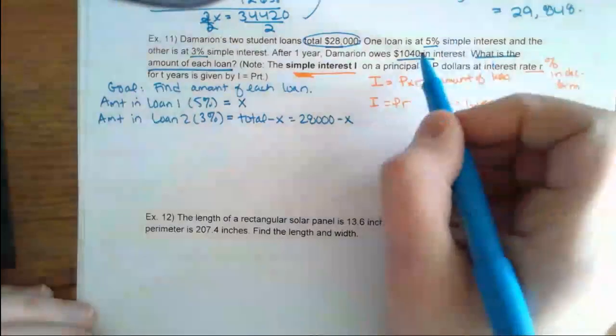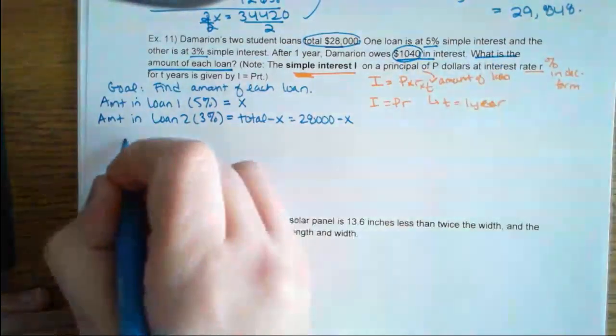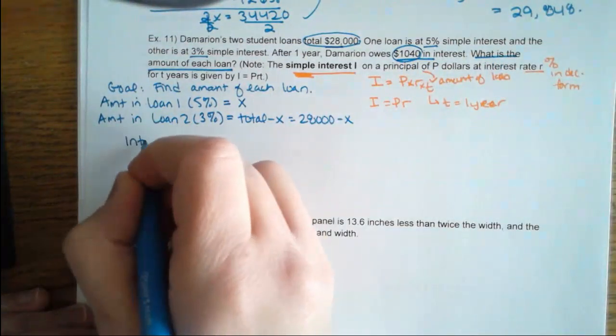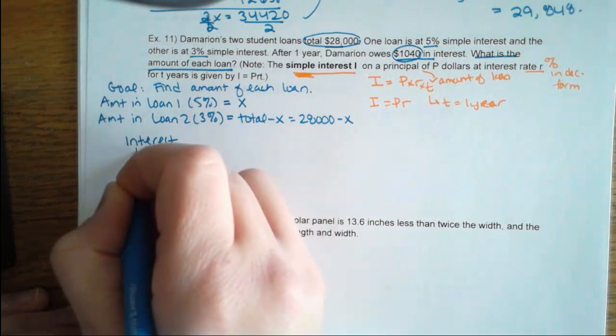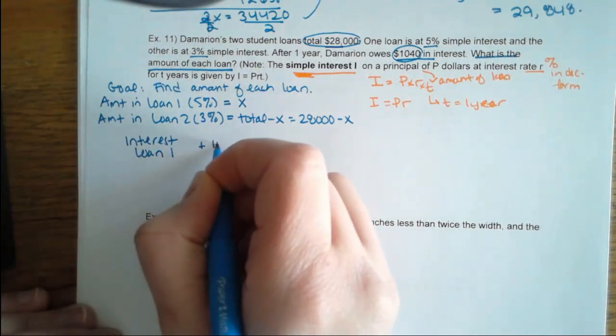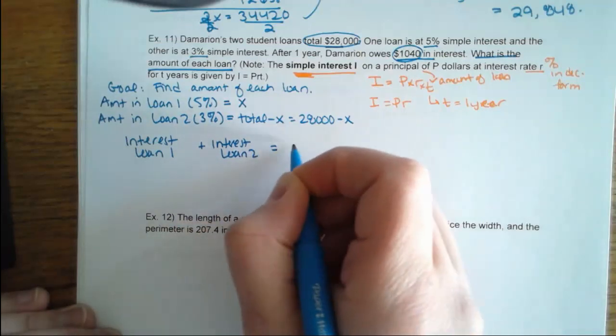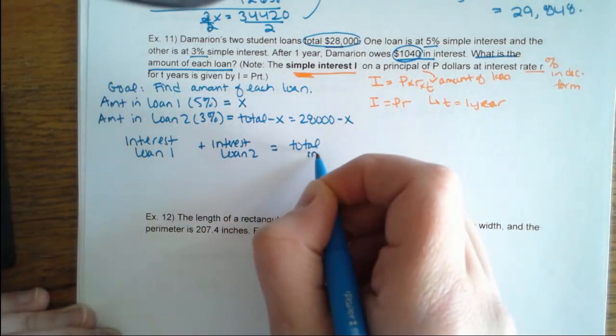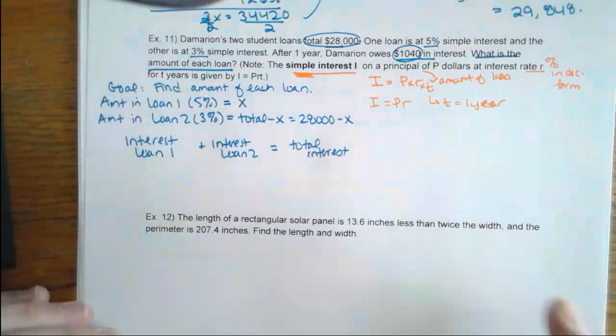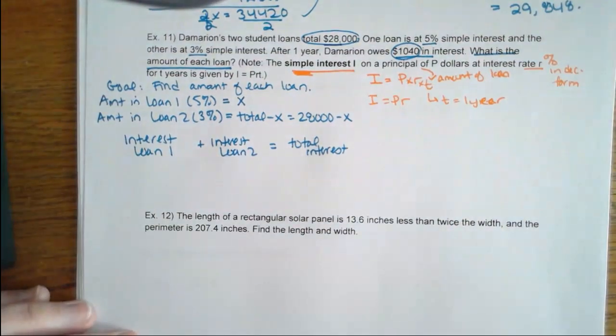The other thing that we know is the interest amount. So basically the interest from loan 1 plus the interest from loan 2 has to equal the total interest. Now, interest is typically the fee that you would pay the bank for taking out loans. Or if you have a savings account, it's the fee that the bank pays you for letting them use your money and keep it in their accounts.